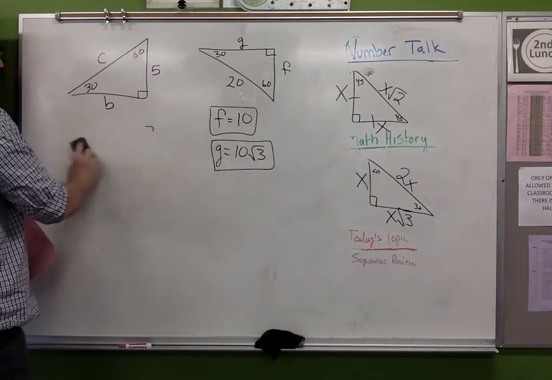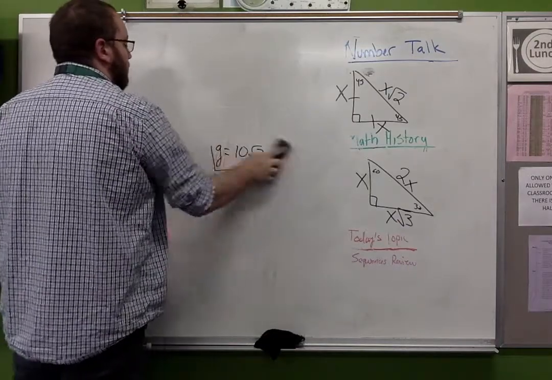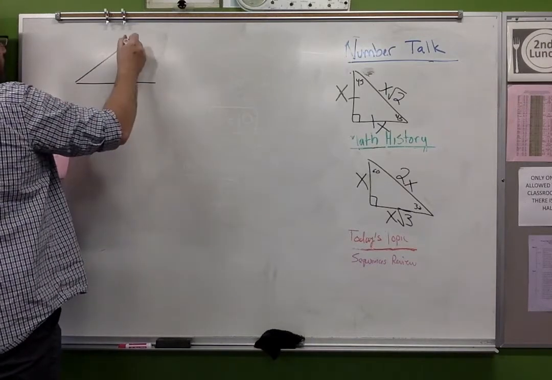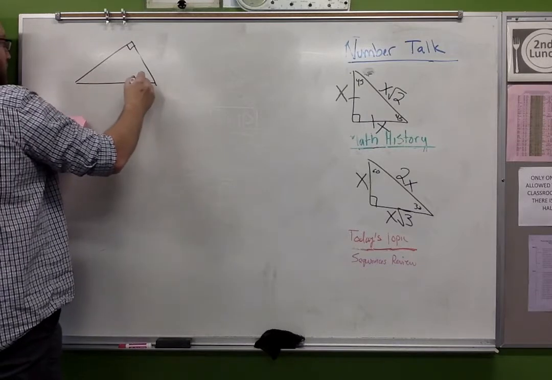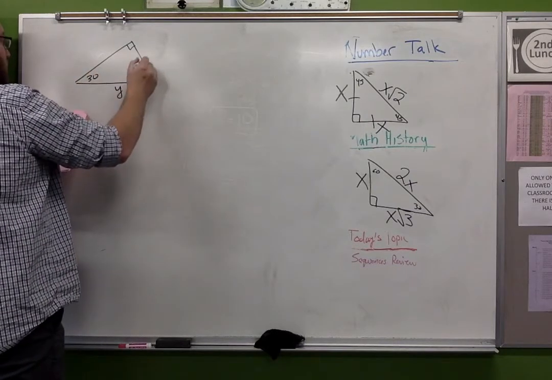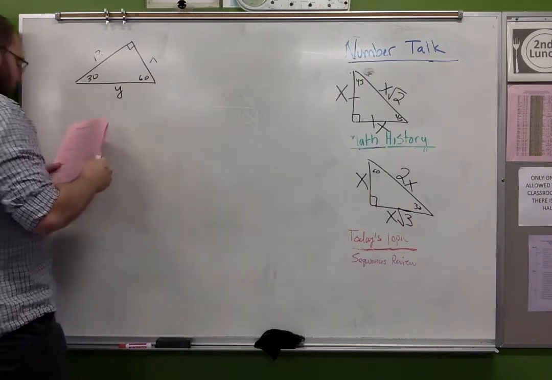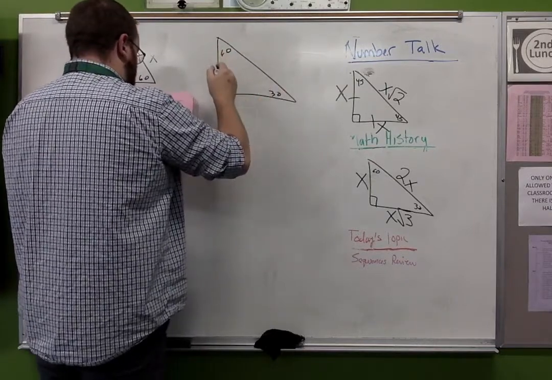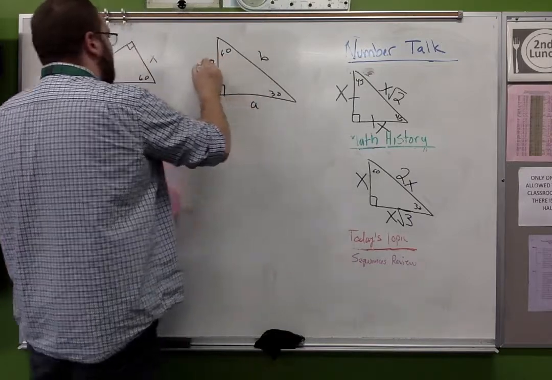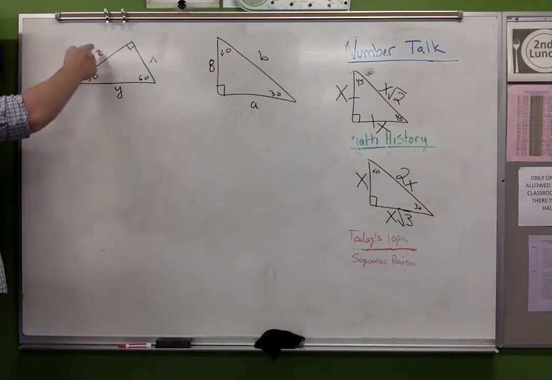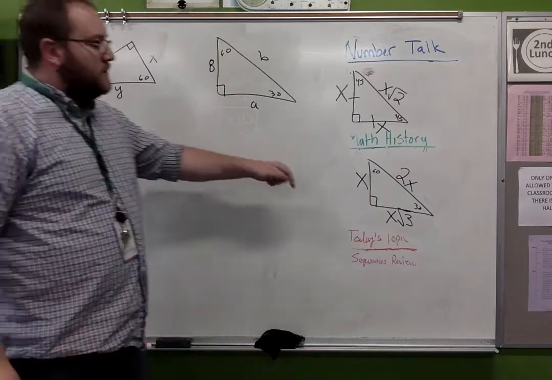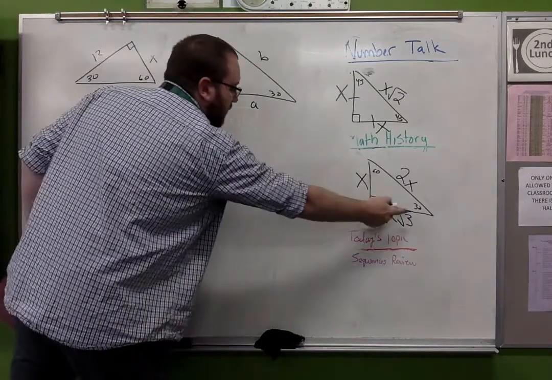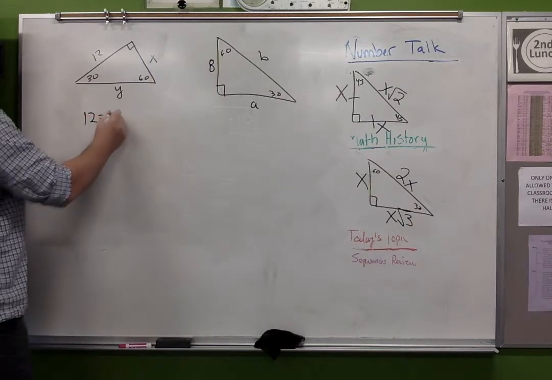Let's do the next two. Okay, now let's look at this one. We have the side across from 60. The pattern is x times the square root of 3. So the side across from 60 should equal the side across from 60. So 12 should equal x square root of 3.